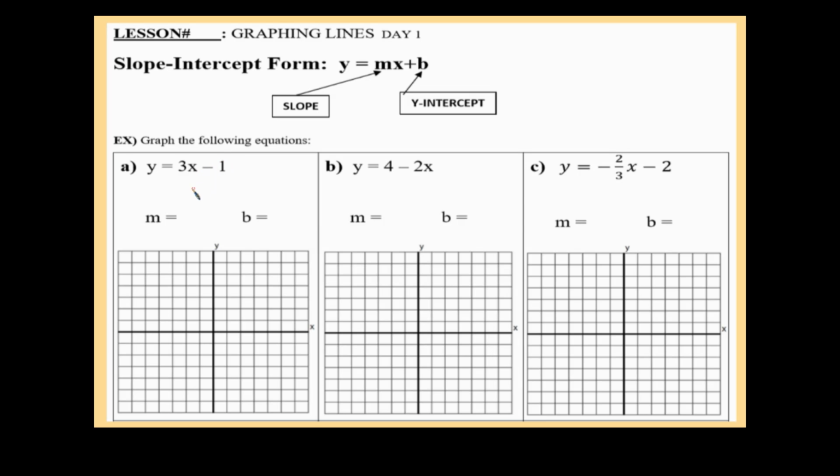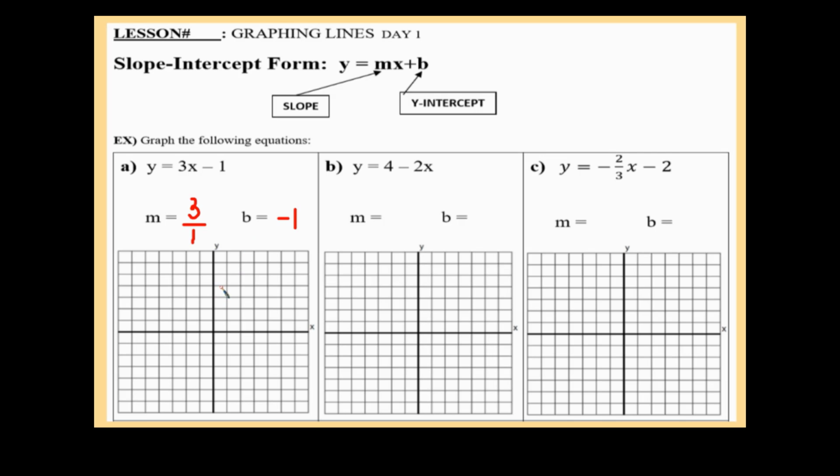So let's graph some equations. Here I have three equations, and the nice thing is that all of them have the y alone. So immediately I can identify the slope and the y-intercept. The slope for the first equation is 3. And because the number is a whole number, I want to make sure that the slope is a fraction. So to do that, I'm going to turn it into a fraction by putting a 1 underneath. And then the b, or the y-intercept, is -1.